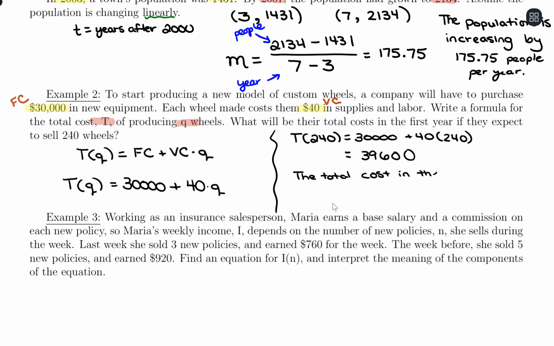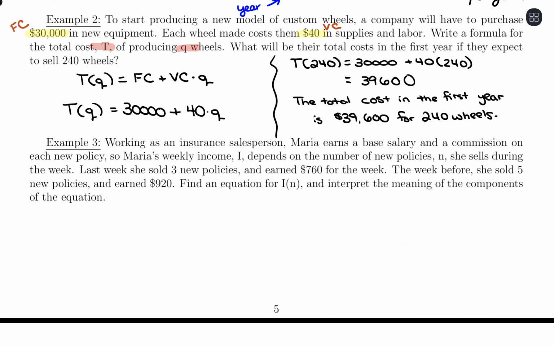So the total cost in the first year is $39,600 for 240 wheels. That in the first year is important because they probably don't need to purchase new equipment every single year. So that's where this 30,000 is coming in. If they were doing calculations for the second year, that cost would have been taken care of in that first year. All right, this last one here.